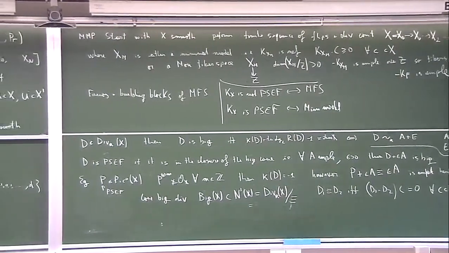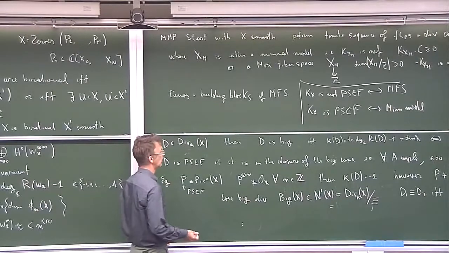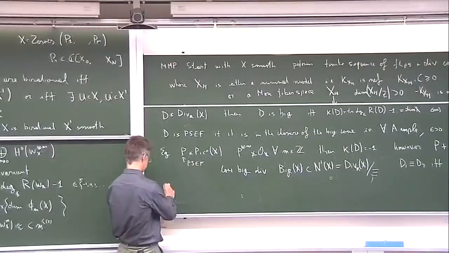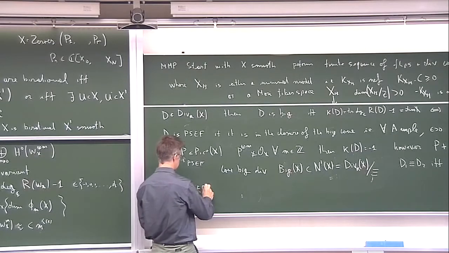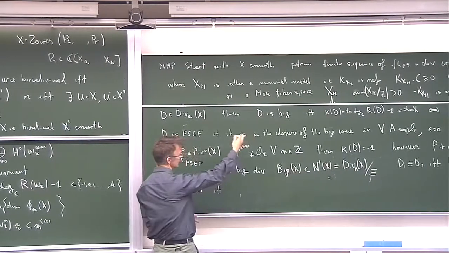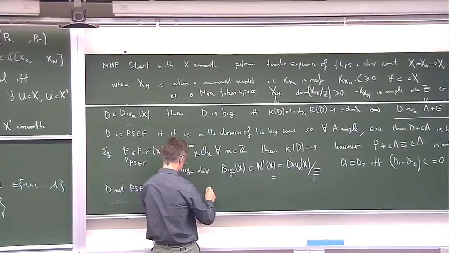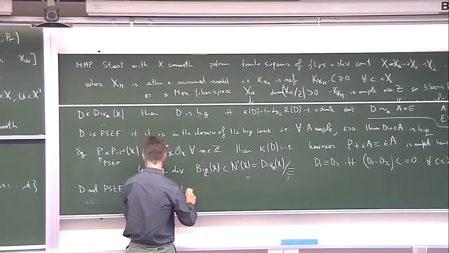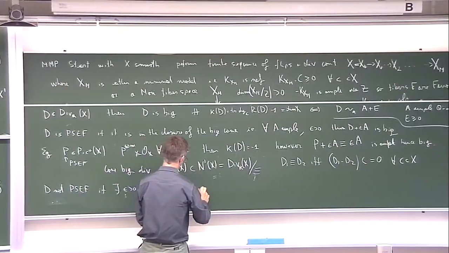Okay, and not pseudo-effective are all the other divisors. So D is not pseudo-effective if that doesn't happen. So there exists an epsilon greater than 0 and an ample divisor A such that D plus epsilon A is not big.